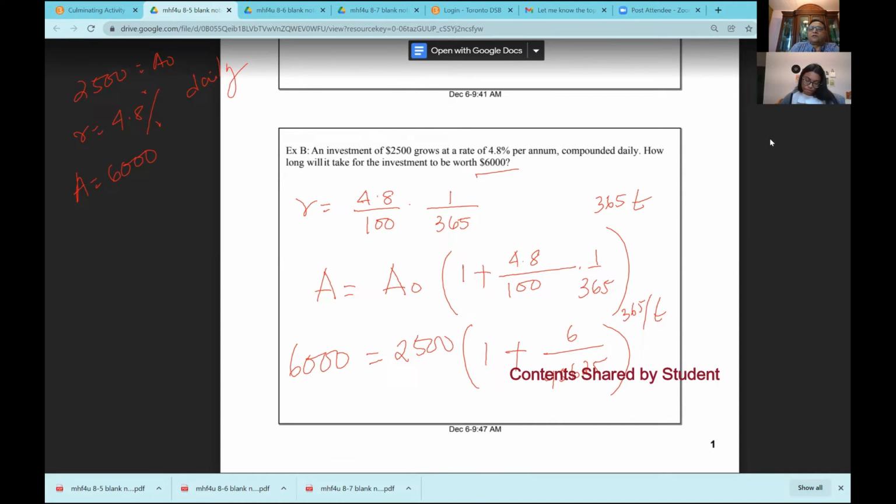There's less space here, so I'll do it on the side. So we have 6,000 over 2,500. You can divide this, right? Let me write one step here itself. So we have 6,000 divided by 2,500 equals 1 plus 6 over 45625, to the power of 365t. Is it okay? It is 365t, not slash, because those many times. Right. Now, what is there on the left side? Can you do 6,000 over 2,500? What do you get?